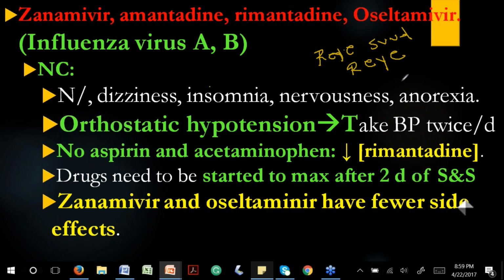Okay, so we have these drugs. When you have the signs and symptoms of influenza, start treatment after a maximum of 2 days from the start of the signs and symptoms. Why? Because after that time, the medication is not going to be useful. Zanamivir and oseltamivir have the fewer side effects. So in this slide, what I want you to remember is orthostatic hypotension, influenza virus treatment, and no aspirin or acetaminophen in those younger than 18 years old.